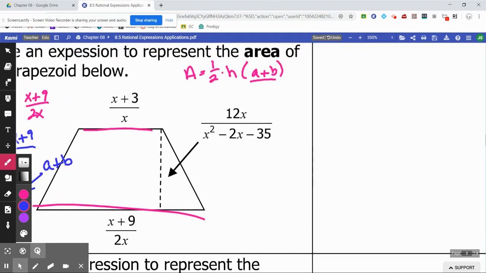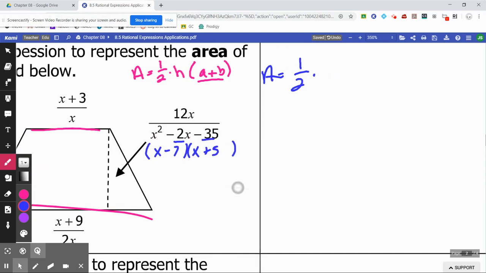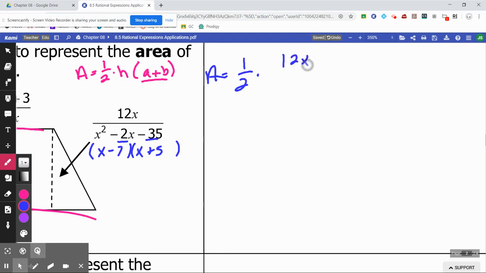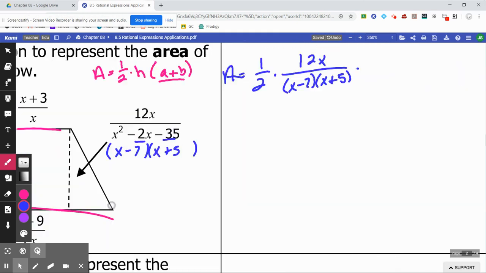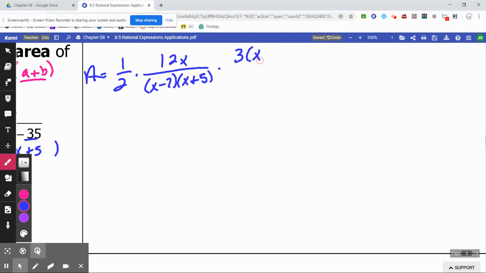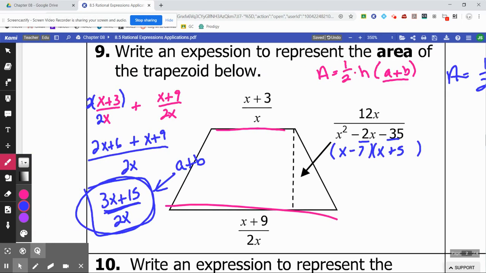So now we have area is equal to 1/2 times the height, this expression, and I'm going to go ahead and factor that before I write it down. The only thing it's going to factor is the bottom. Adds, multiplies is a -7, +5. So you have 1/2 times 12x over x minus 7 times x plus 5, times a plus b, which was this expression here, and I'm going to factor it as I write it down. The top, the 3 factors out of the top, that's going to be 3 parentheses x plus 5 over 2x.